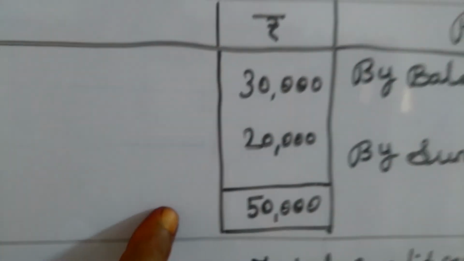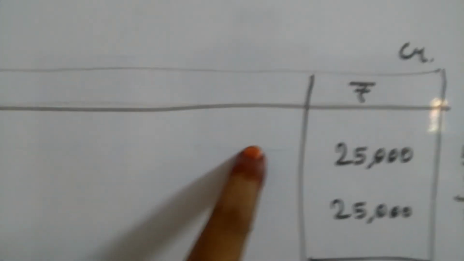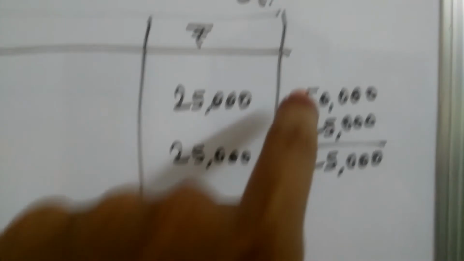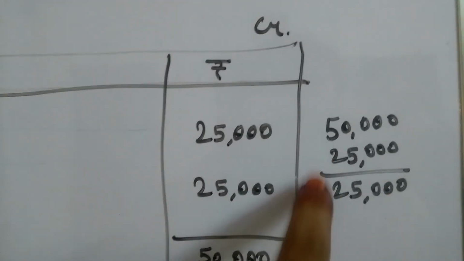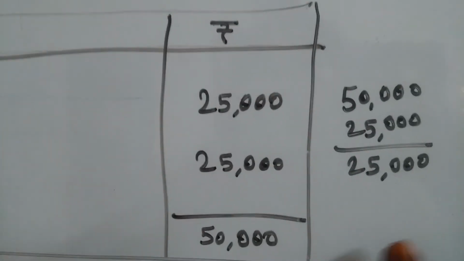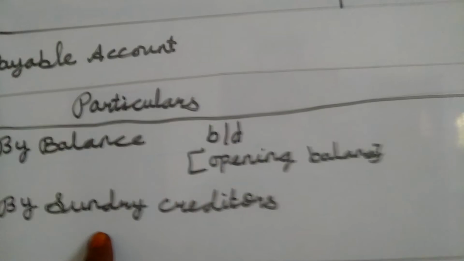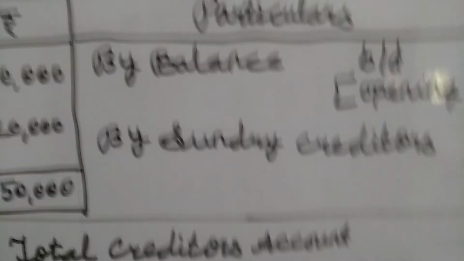20,000, right? If we add these two debit side items, we get 50,000. On the credit side, we have only the opening bills value alone. How much? 25,000. If we subtract this from the debit side total of 50,000, we get 25,000. This 25,000 is called the sundry creditors value. This is the balancing figure from the bills payable account.